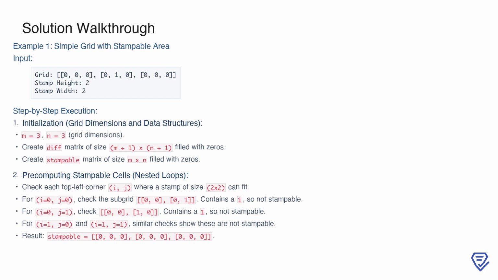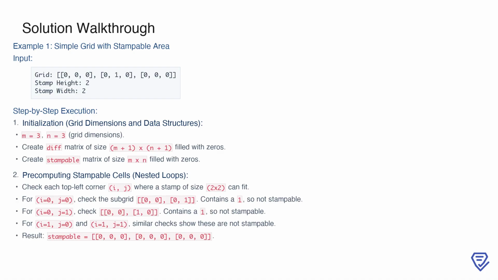The first step is to initialize the problem settings. We determine the grid dimensions, which are 3 rows and 3 columns, and set up 2 matrices: the diff matrix, which will help us track coverage adjustments, and the stampable matrix, which will indicate where stamps can be placed. Both are initially filled with zeros.